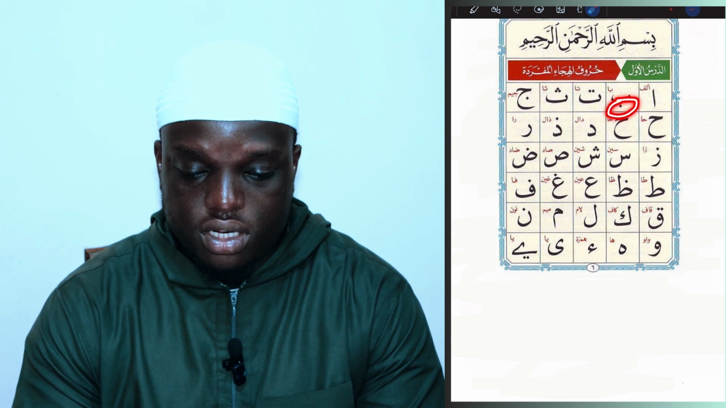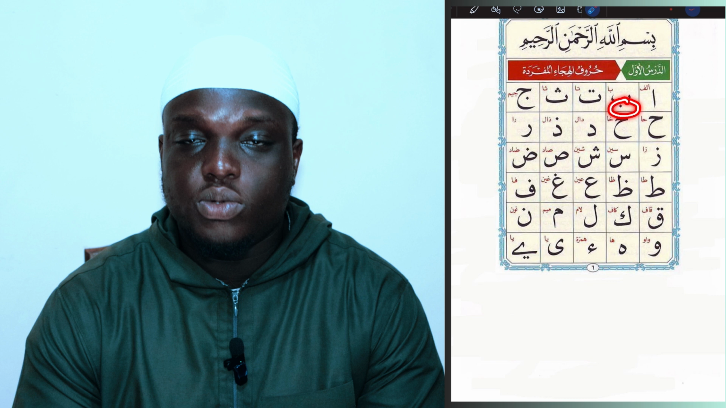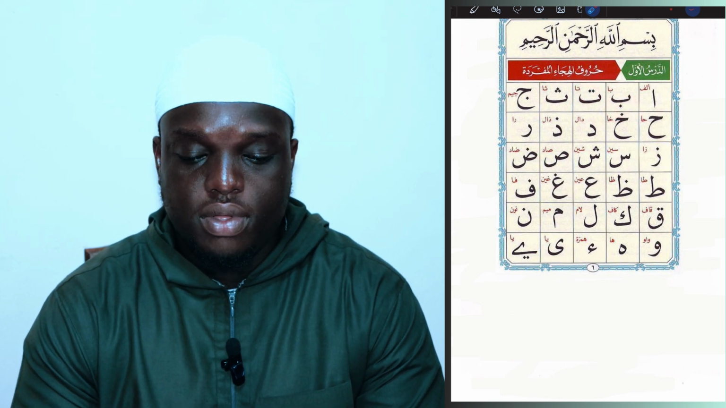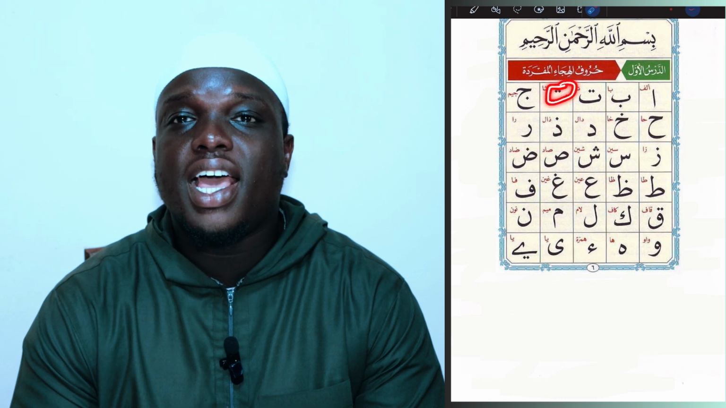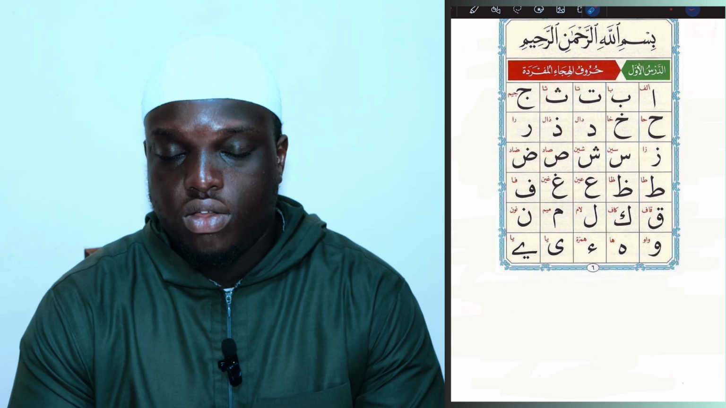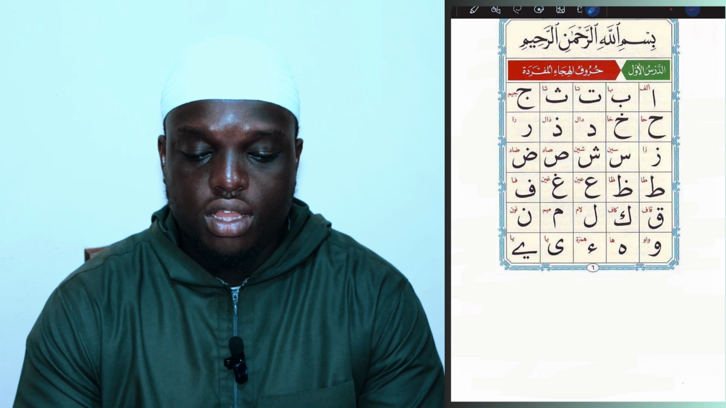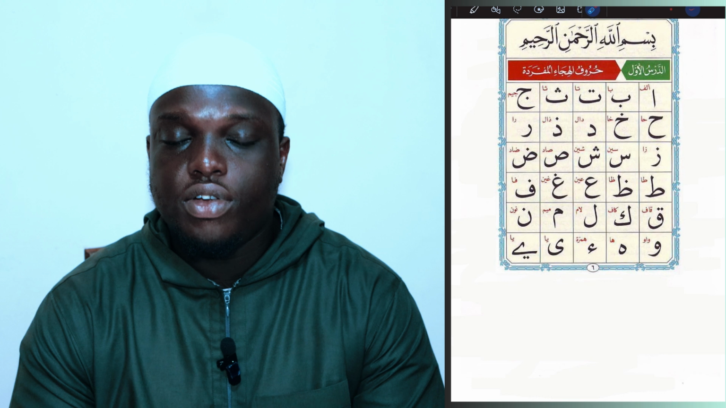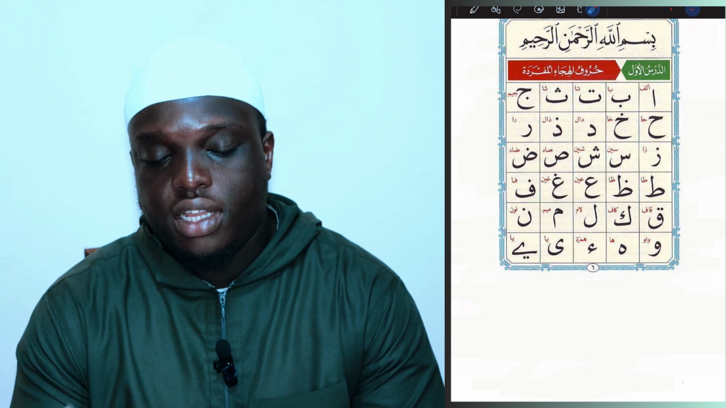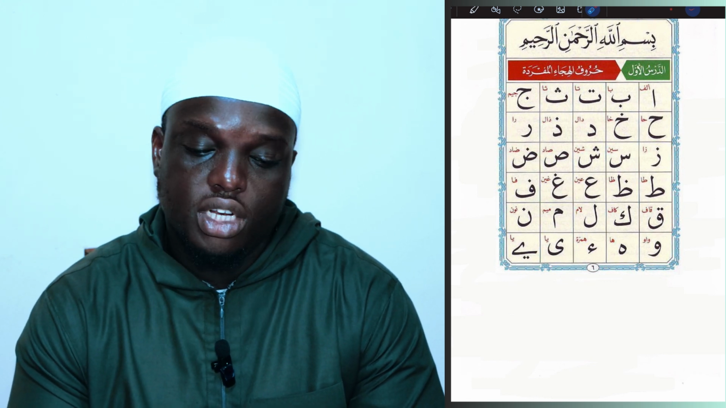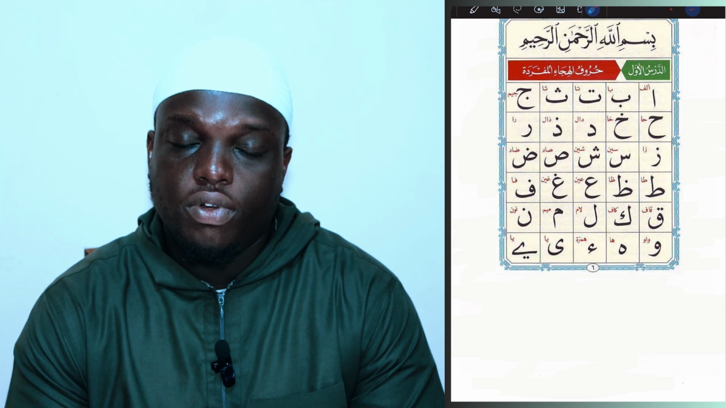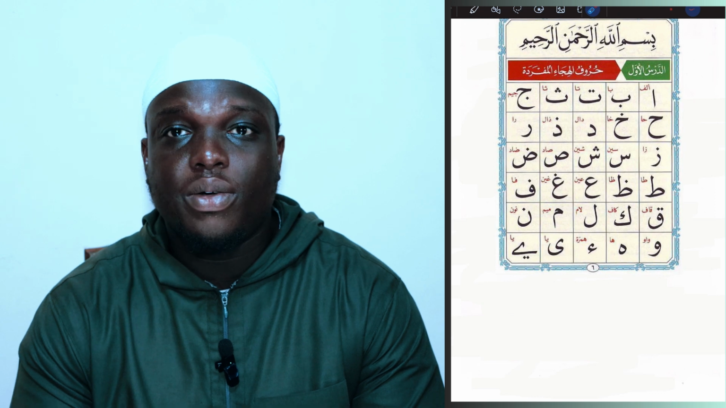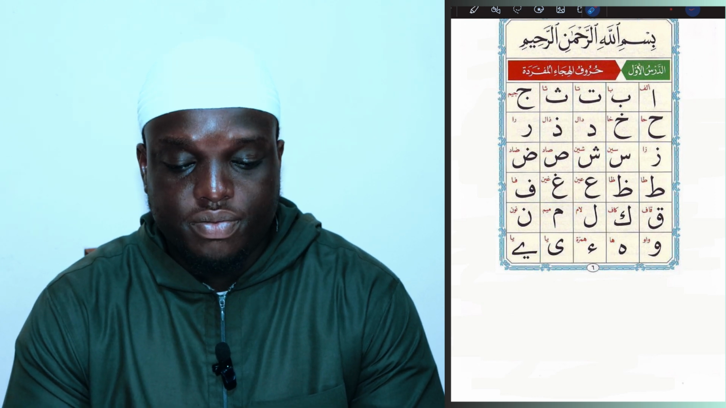It is the dots. Ba has one dot below. Ta has two dots on top. And Tha has three dots on top. So all these three letters have the same shape, however, they differ by the dots placement or the number of dots. So we're gonna focus on that. Remember what I said in the beginning? We're gonna be focusing on the shapes, how each letter looks like.